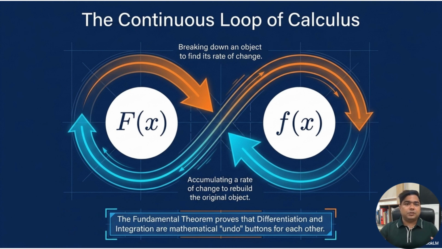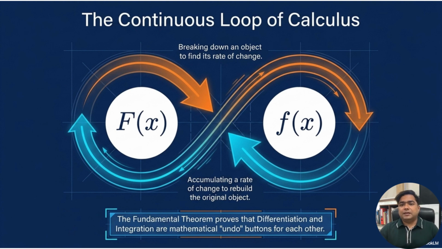Now we go in the opposite direction. If we integrate lowercase f of x, we can rebuild capital F of x. In other words, integration accumulates the rate of change and reconstructs the original quantity. This is why the slide says that differentiation and integration are mathematical undo buttons for each other. Differentiation breaks a function down to find how fast it changes. Integration accumulates the rate of change to recover the total.